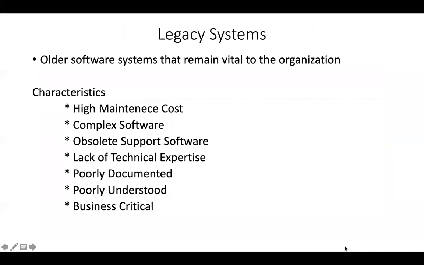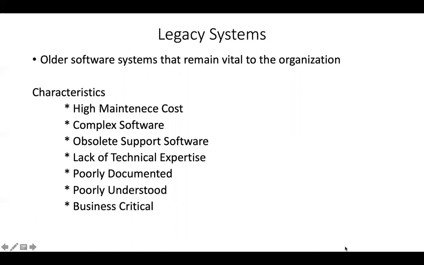Next is legacy systems. So what do we mean by legacy system? Older software systems that remain vital to any organization. It is an old system that still provides essential business services. Software systems developed especially for an organization have a very long lifetime. This is a known fact. Many software systems are still in use. They were developed many years ago using technologies that are now obsolete. These systems are still business critical and essential for the normal functioning of the business. That is why they have been given the name legacy systems.